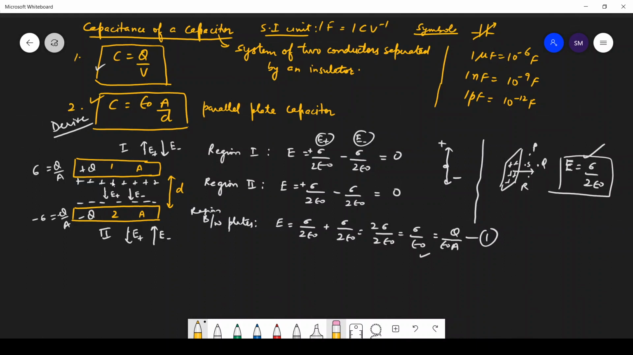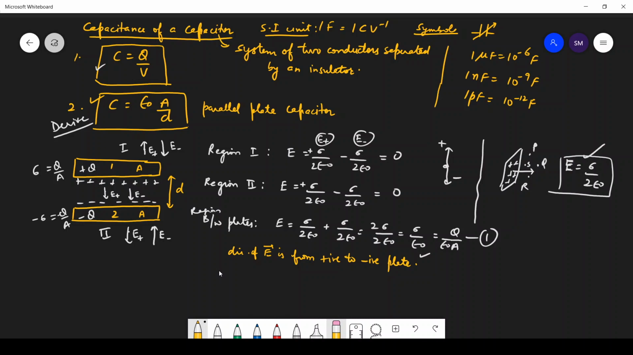What will be the direction of electric field? You can clearly see the direction of electric field is from the positive plate to the negative plate. Because E is a vector quantity, you need to tell the direction. This was the magnitude, and I am telling the direction now: it is from the positive to the negative plate. And the electric field is uniform in between the plates.